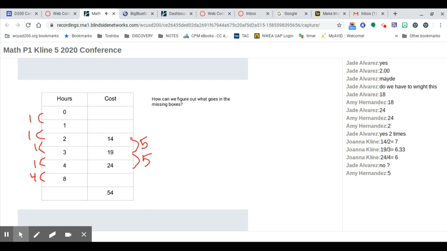So now I'm going to go backwards. Instead of adding 5, I'm going to subtract 5. What is 14 minus 5?